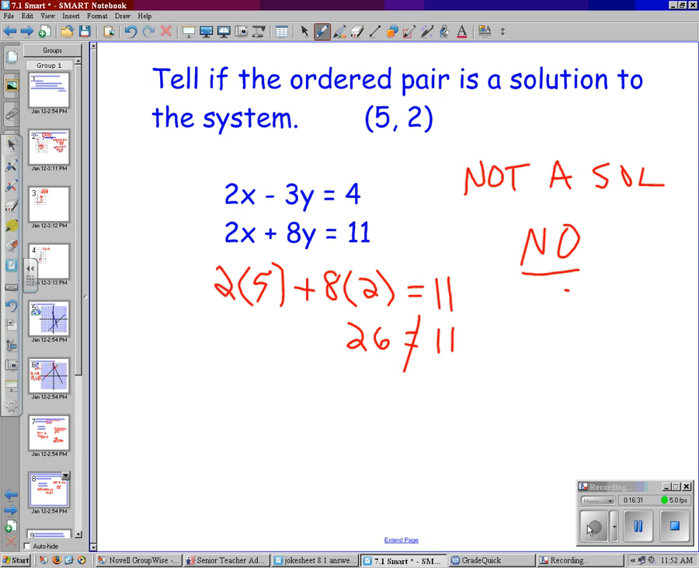When Jesse said no, that was an appropriate answer as well. Tell if the ordered pair is a solution. No, it's not a solution. As long as it does not work for one of the two equations, it's not a solution. When they ask you in homework, check to see if this ordered pair is a solution. If you come up with it for one equation, it doesn't work, you don't have to check the other one. But if it works for one, you better check the other one. But if the first one you try doesn't work, then life is okay. Okay, any questions there at this point?